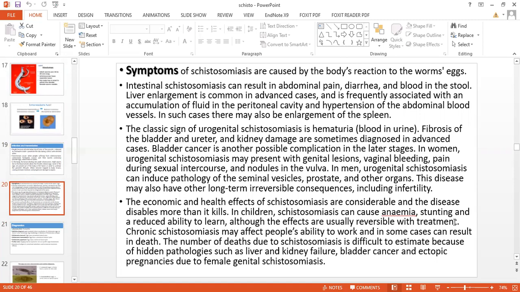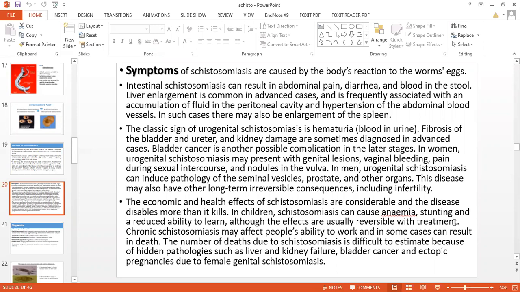A bit more detail about the symptoms, what they can cause depending upon where they eventually reside. Intestinal schistosomiasis can result in abdominal pain, diarrhea, blood in stool, liver enlargement, or more frequently, depending upon the severity, accumulation of fluid in the peritoneal cavity, hypertension of the abdominal blood vessels, and eventually enlargement of the spleen or liver. The classical sign of urogenital schistosomiasis is hematuria, fibrosis of the bladder and ureter, kidney damage, and in advanced cases, bladder cancer may be the ultimate outcome.